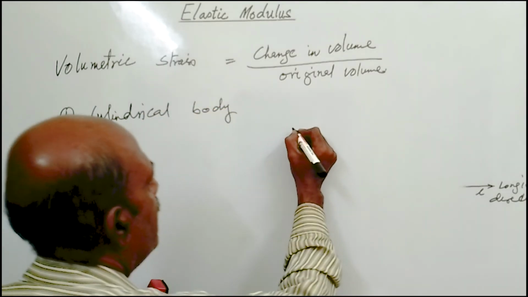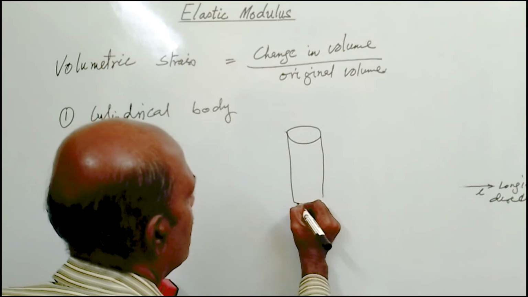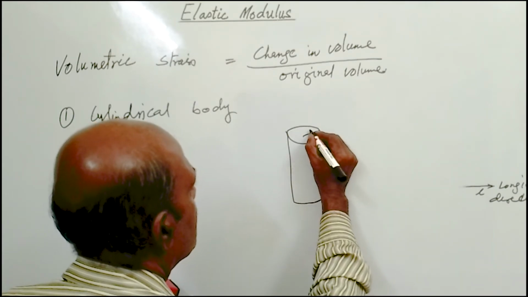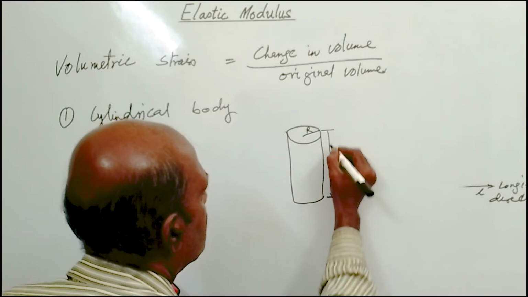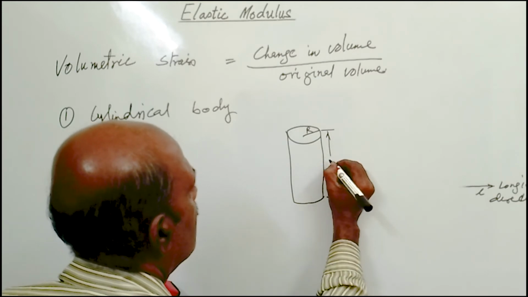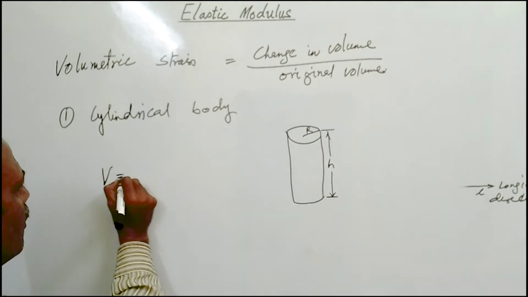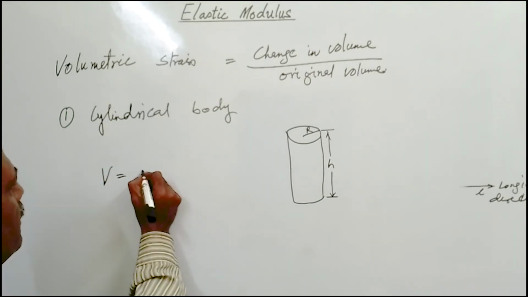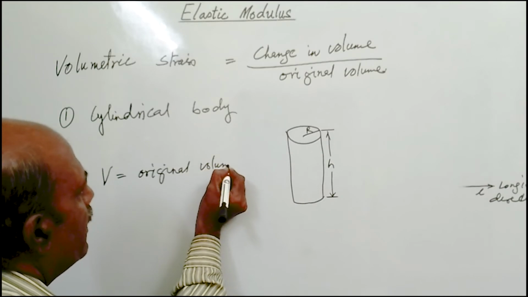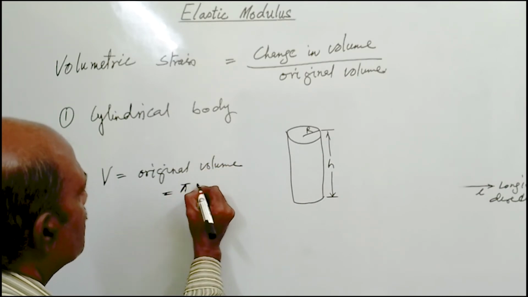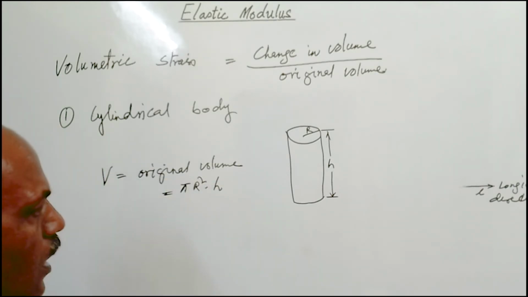Say a cylindrical body of radius R, say radius is capital R, and the height of the cylinder is say H. H is the height of the cylinder. Now we can write V is the original volume of the body, that is original volume is given by pi r square into h. This is the volume of the body.